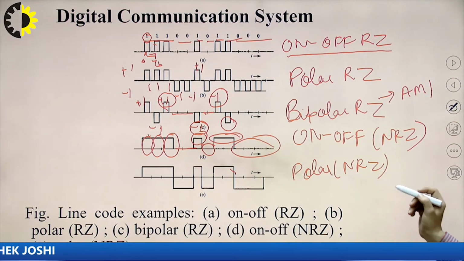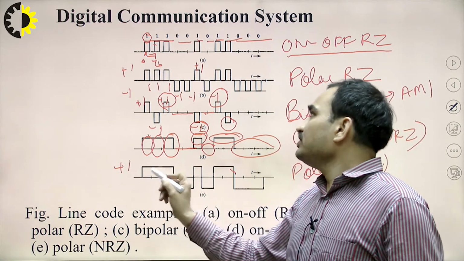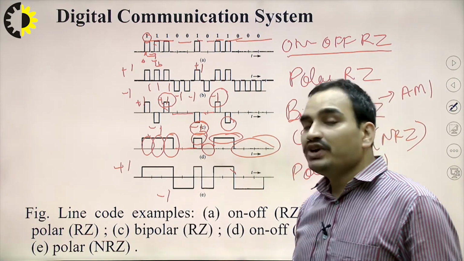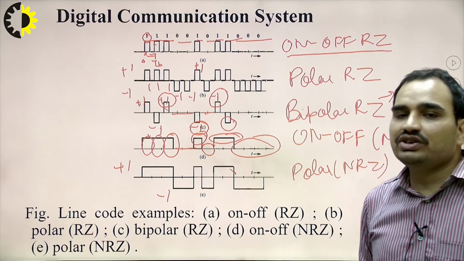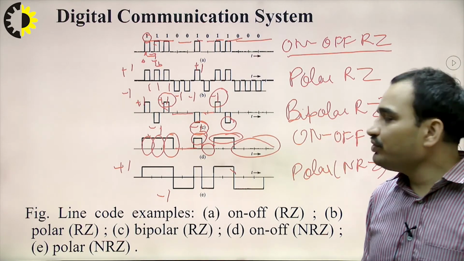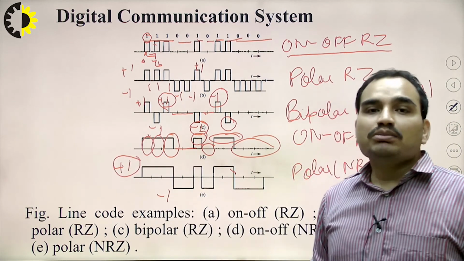In case of polar NRZ, 1 is represented by +1 and 0 is represented by -1 for the entire bit duration. If we have the bit duration TB, for the entire bit duration we represent 1 by +1 and 0 by -1.